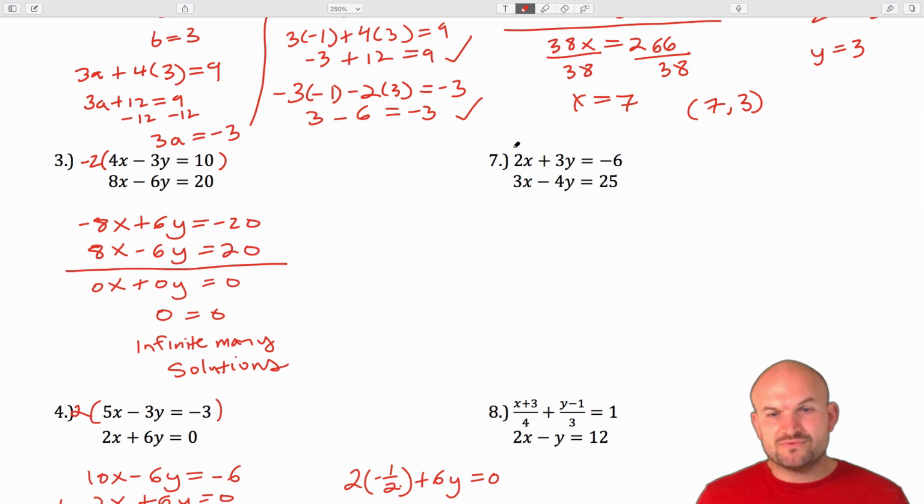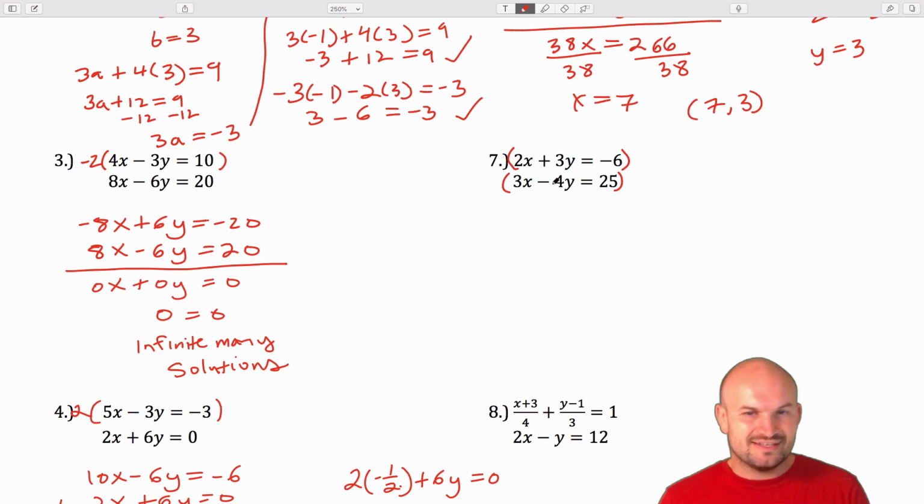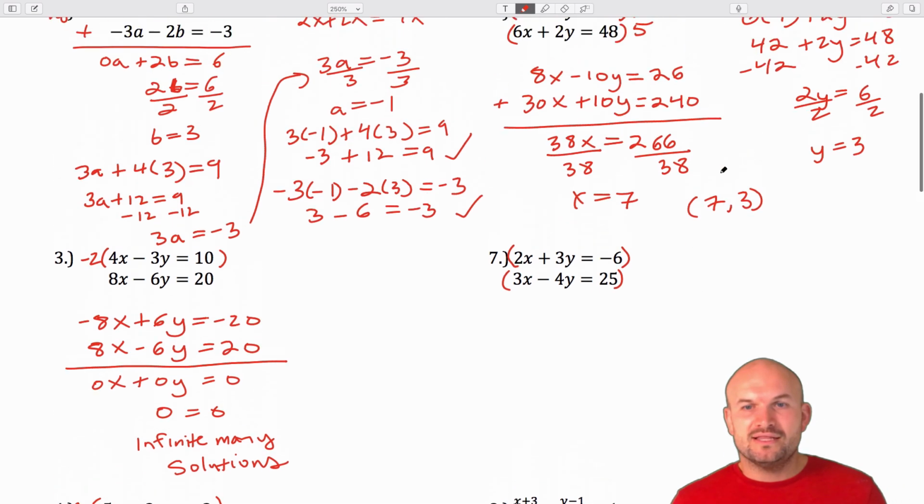Now, where a lot of students get in trouble is they're like, well, which one are you going to make negative? And it doesn't matter. It really doesn't. It doesn't matter if this was negative 10y and that was positive 10y, or that was positive 10y and that was negative 10y. So just pick.